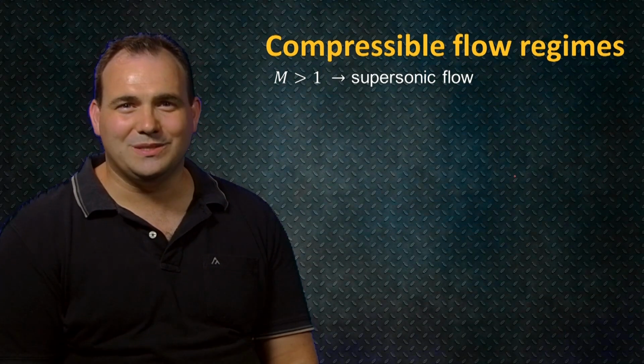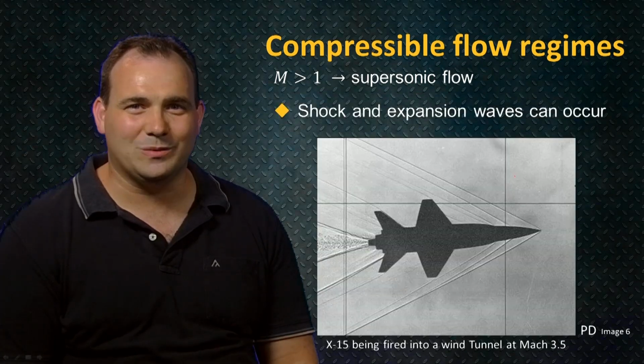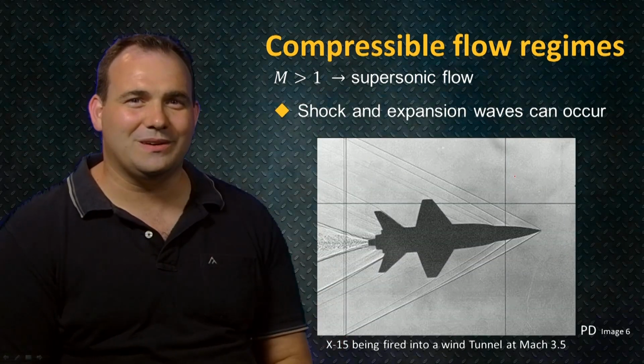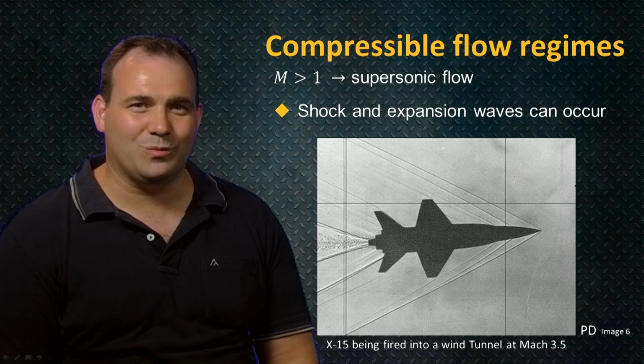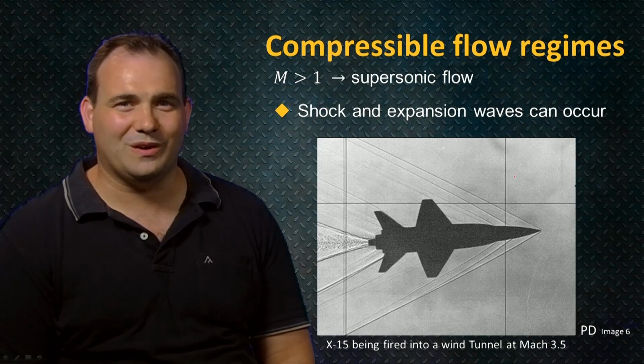At higher Mach numbers, the flow is supersonic and is typically dominated by shocks and expansion waves, as in this image shown here, which is a visualization of the wave structure around a model of NASA's X-15 vehicle tested in a wind tunnel at Mach 3.5.